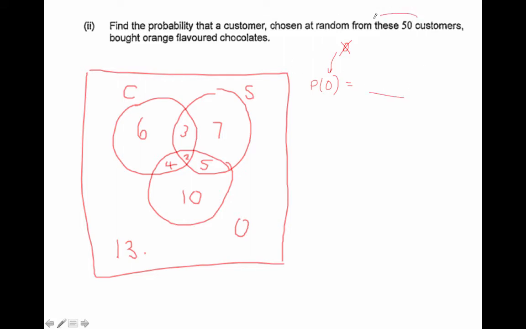Again, in this question, we're looking out of the 50 customers. So out of 50, how many bought orange? So we're going to add these numbers in this orange circle down here. So 10 and 4 and 2 and 5. So 21 out of the 50.